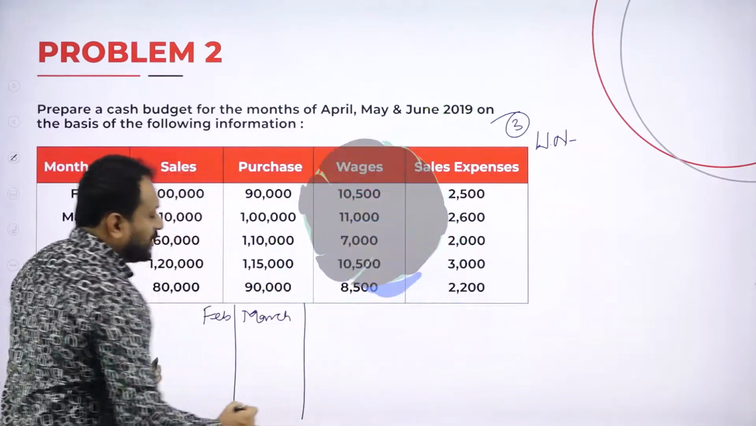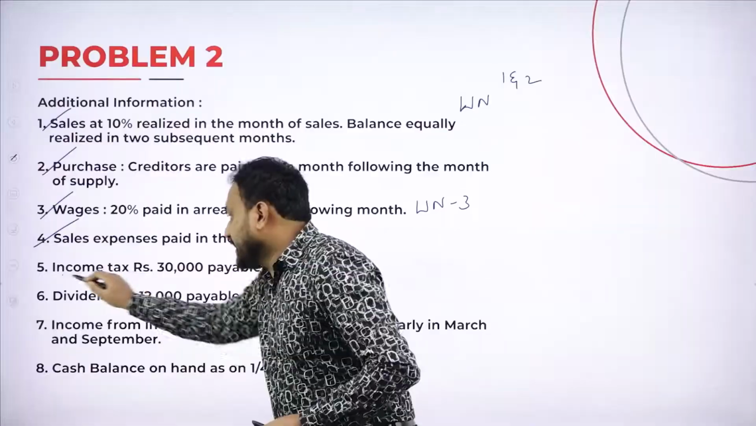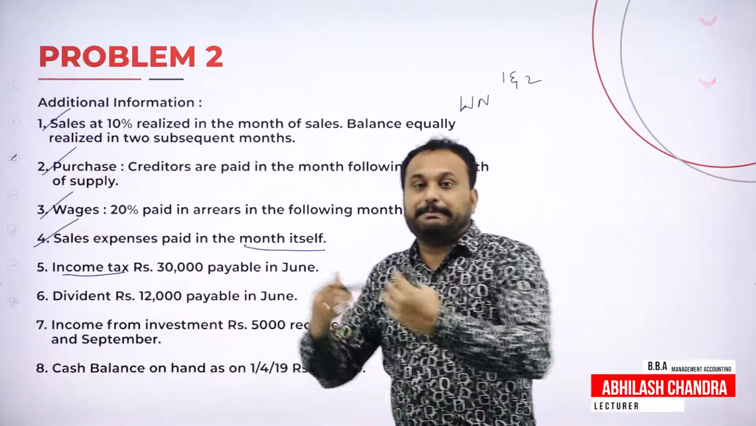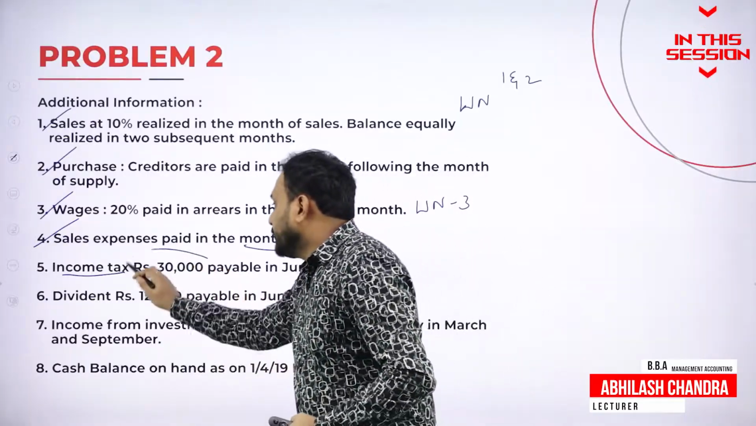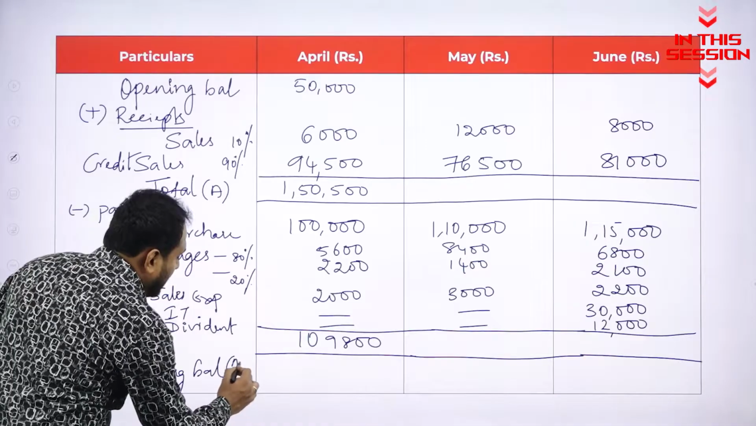See, all the working notes carry 2 marks to 3 marks. So receipt means what? Inflow. And payment means what? Outflow. Income tax, again, income tax is payable. So I'll write how much? 30,000 rupees. What is this closing balance? It's A minus B.